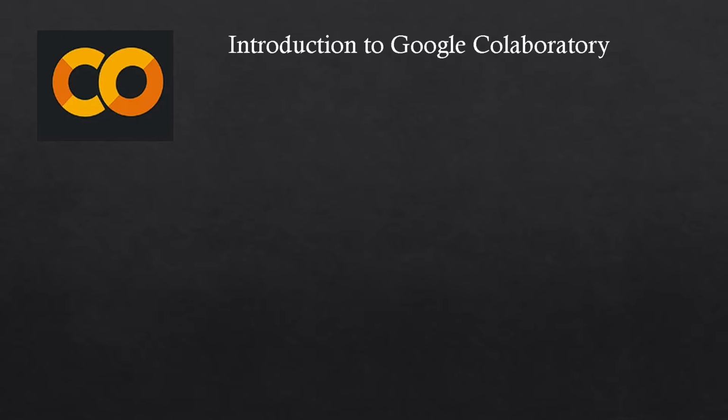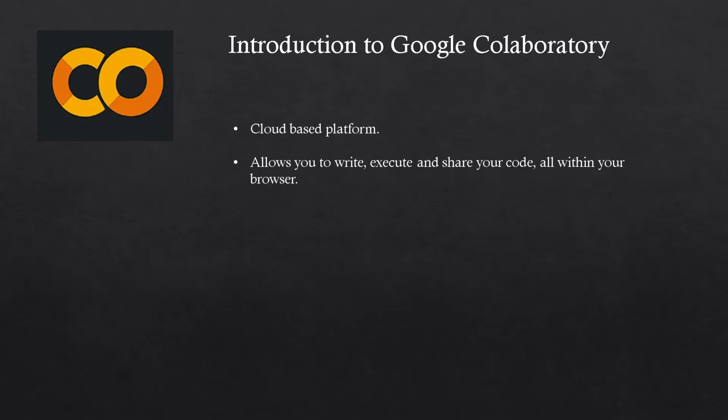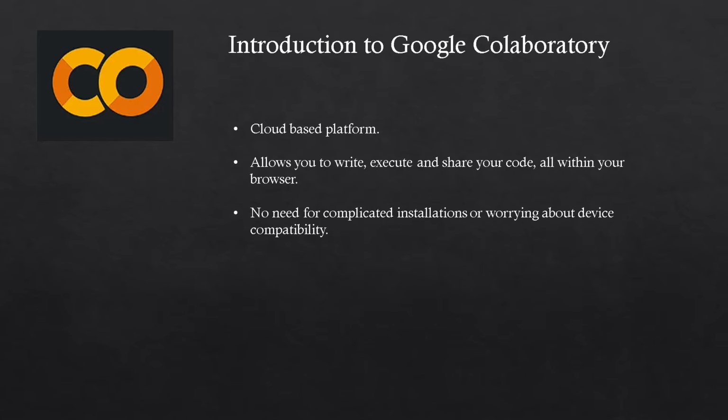In this video we'll be looking at what Google Colab is, how to use it, and what are the different things that you can do with it. So let's get started. Google Colab is a cloud-based platform that allows you to write, execute, and share your code all within your browser. That means you need not worry about any complicated installation or your device compatibility. If you want a notebook that can document and run your code, then Google Colab is the all-in-one solution for you, my friend.